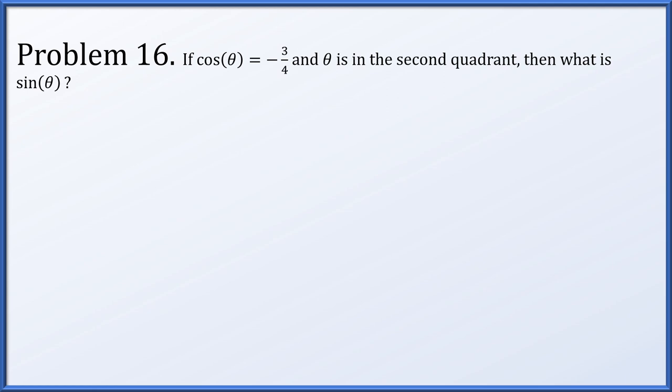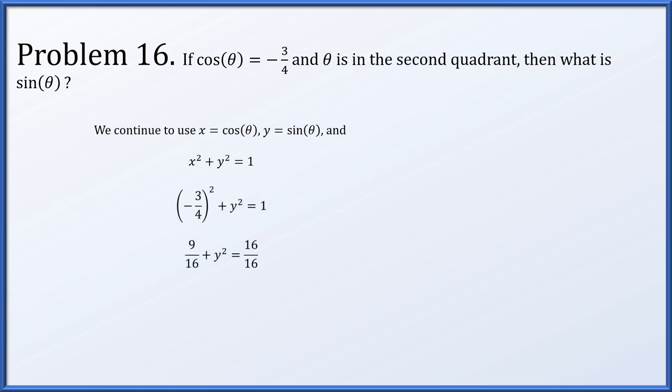And in problem 16, if the cosine of theta is negative 3/4 and theta is in the second quadrant, what is the sine of theta? As we've been doing, x is the cosine of theta, y is the sine of theta, and the unit circle is given by x squared plus y squared equals 1. So given x equals negative 3/4, we plug that in, we square that, we subtract it to the other side, and we solve that y, in other words the sine of theta, is plus or minus root 7 over 4. But we were told we are in the second quadrant, and in the second quadrant, y coordinates are positive, so y, aka the sine of theta, is root 7 over 4.